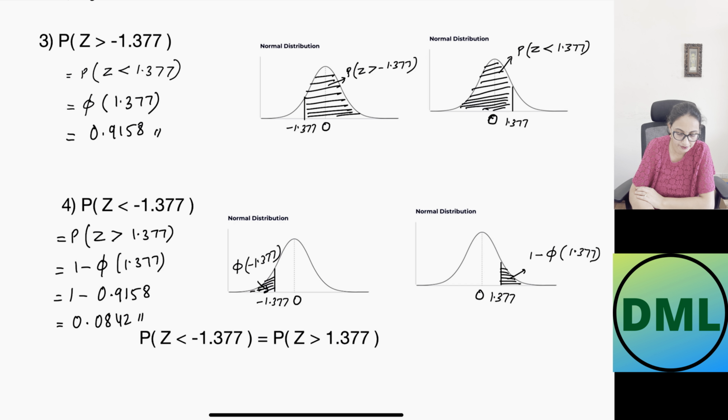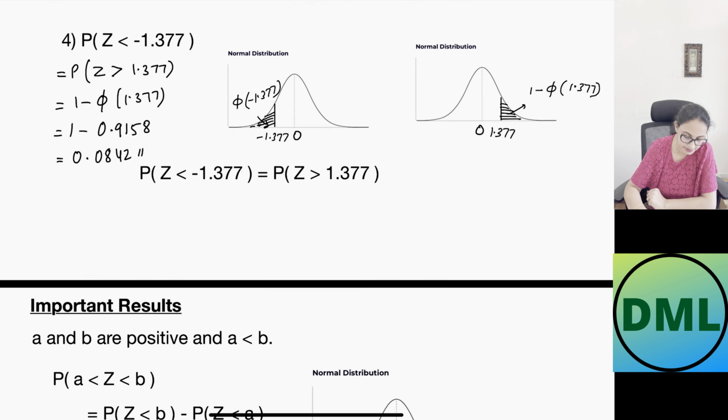It should be clear for you that probability of Z less than negative 1.377, this part, will be the same as this part, which will be written as probability of Z greater than 1.377. Let's see some important results now.